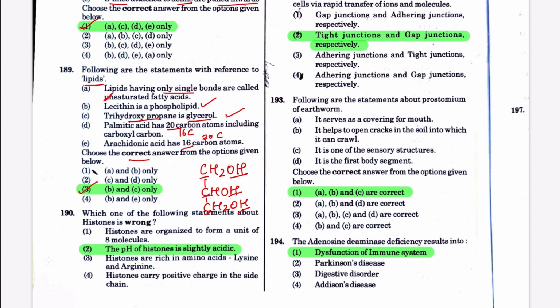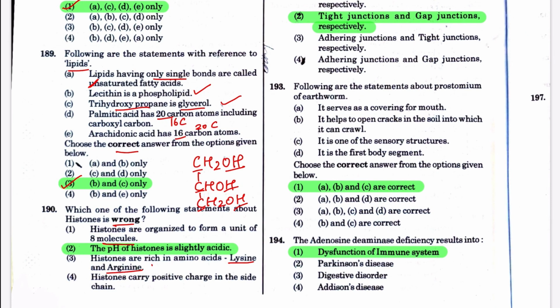Okay, right. So 190. Which of the following statement about histone is wrong? We know histone is made up of 8 molecules, right? So octamers, we call them as histone octamers. And histones are rich in amino acids like lysine and arginine. Lysine and arginine are basic amino acids. Okay, and histone will carry positive charge in the side chain. So obviously if they are basic amino acids, they will carry positive charge. But look at the second option, the pH of the histone will be slightly acidic. Okay, so if it's a basic amino acid, obviously it should have been alkaline pH and not acidic, right? So option 3 is wrong.